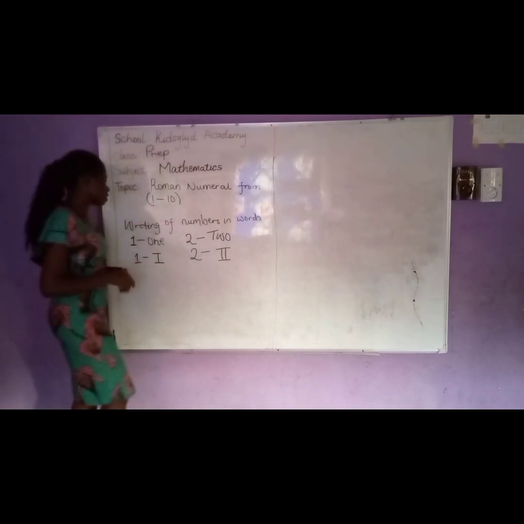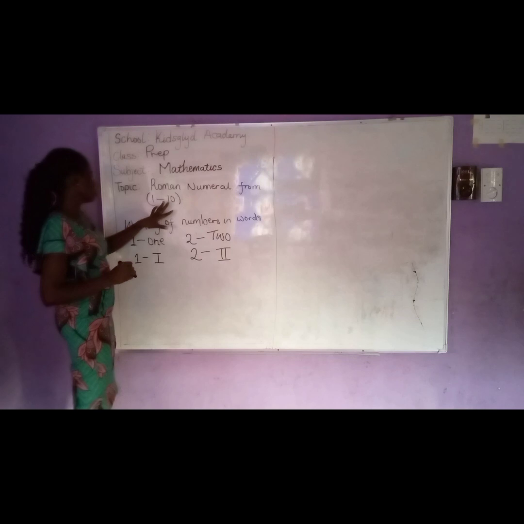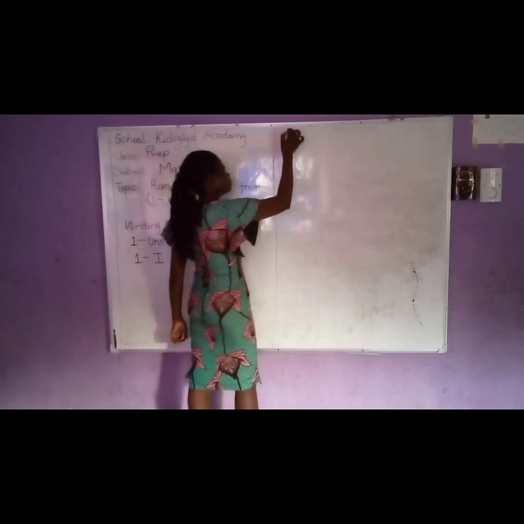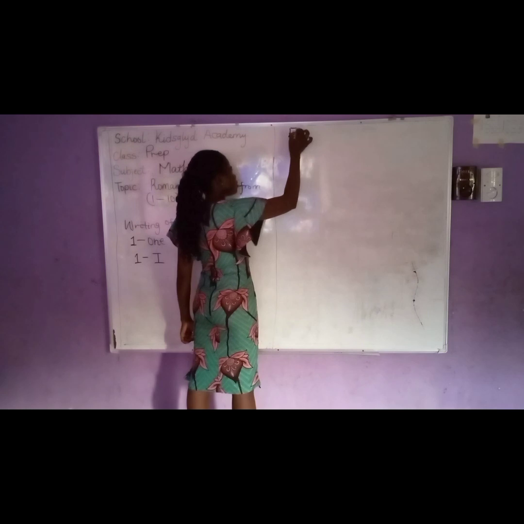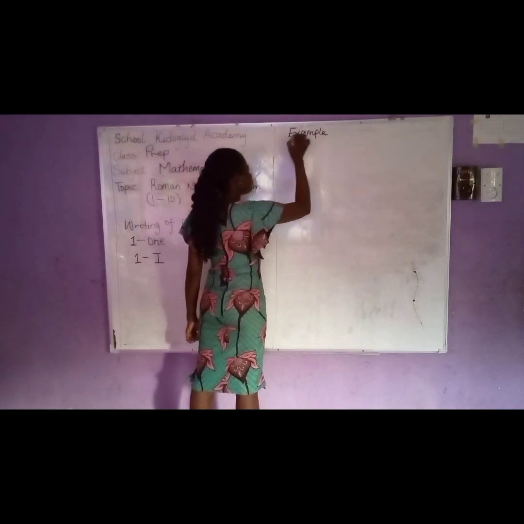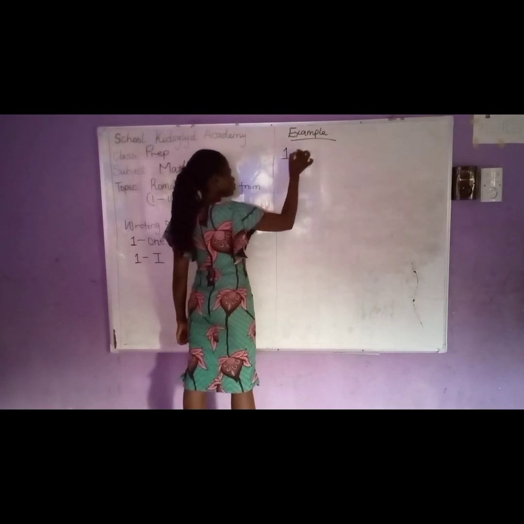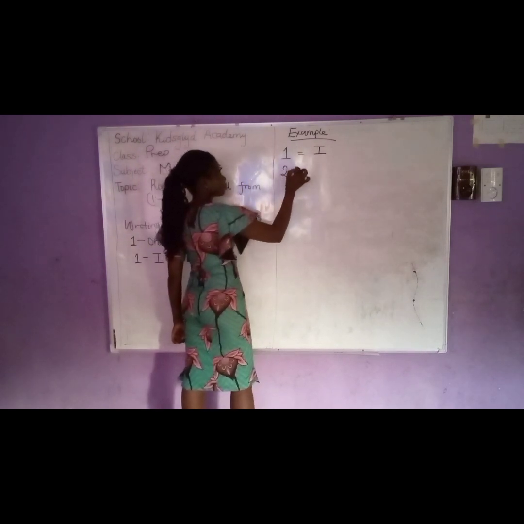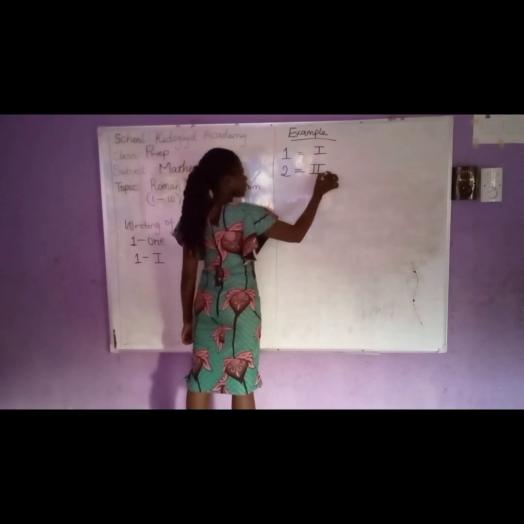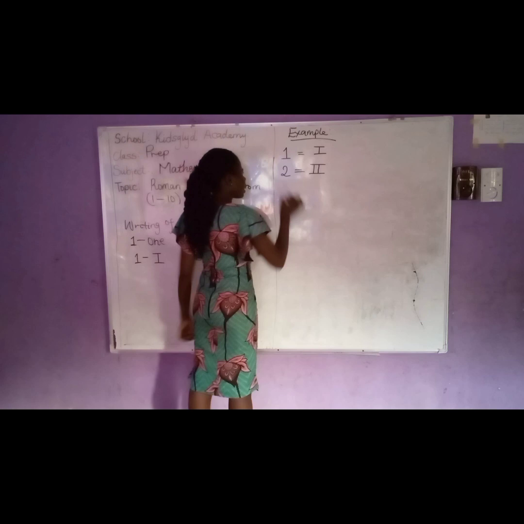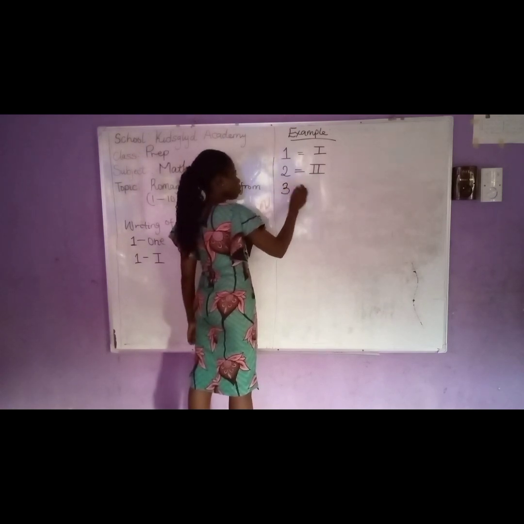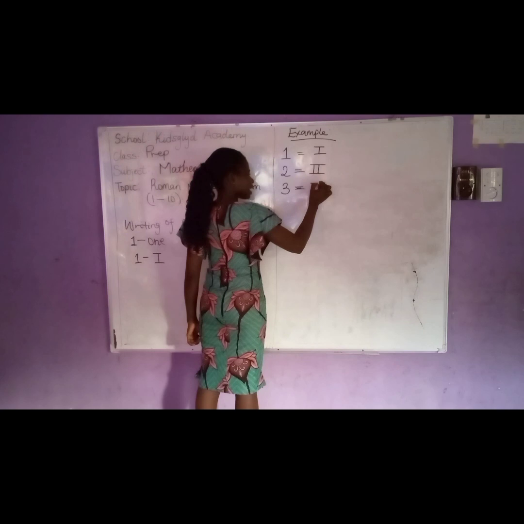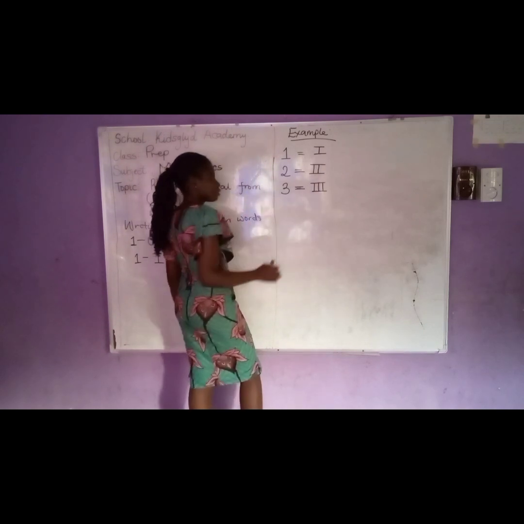Now we're going to move on. We're going to write these numbers from 1 to 10, and we're going to memorize it until we get used to it, okay? Now, this is an example. We have one, I. Two is what? II. Three is going to be what? III. Amazing! A round of applause for yourselves. Beautiful. Now four is going to be what?